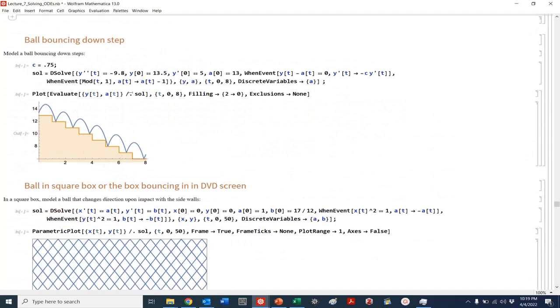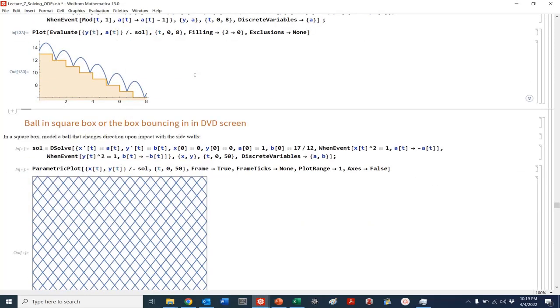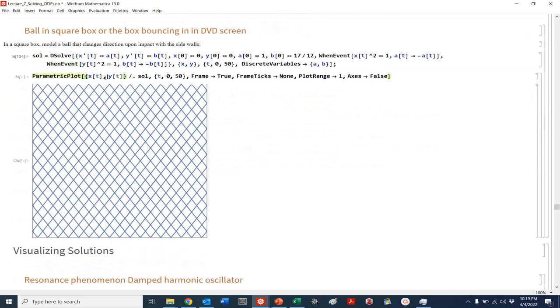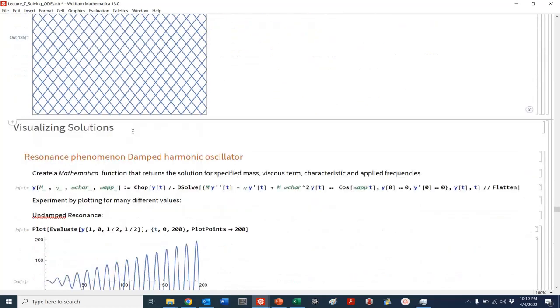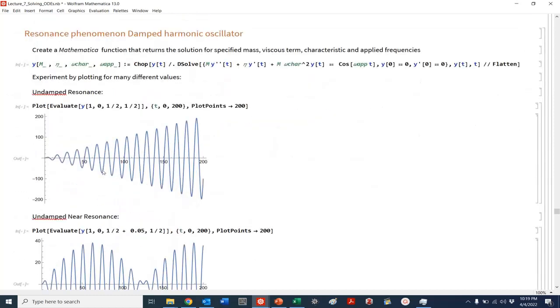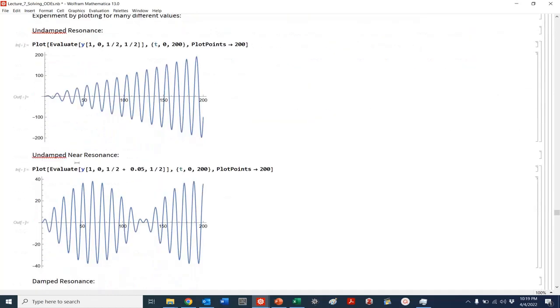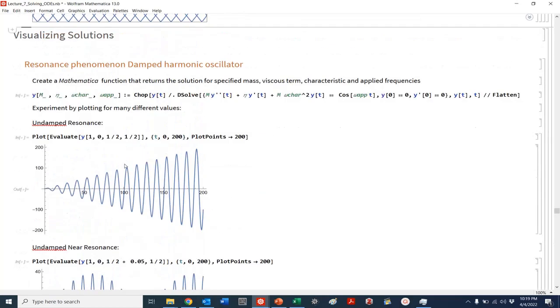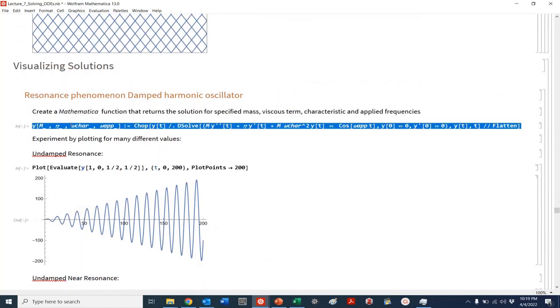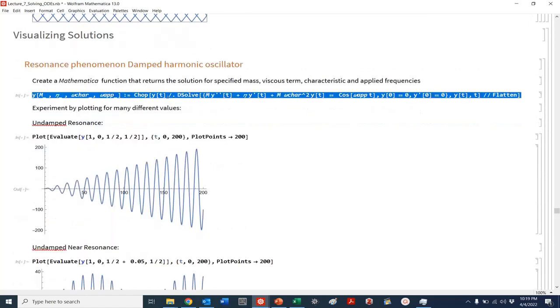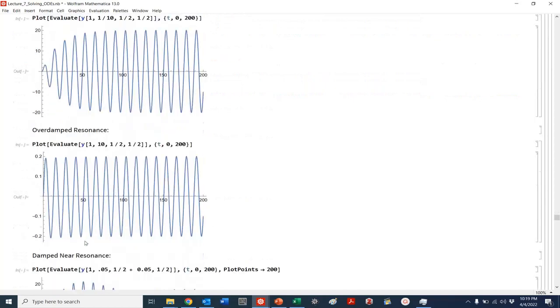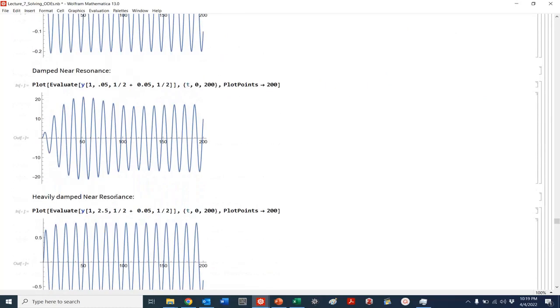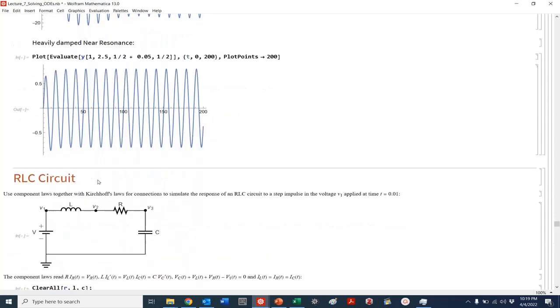Anyways, that's fun. You could also model a ball bouncing down steps. So again, there's lots of different equations of motion that you could look at. My favorite example is the DVD screen. And looking at these, you could look at resonance. So you could look at an undamped response, an underdamped near resonant type response, a damped response. So you could do lots of phenomena looking at harmonic oscillator type solutions. So you can look at damped, over-damped response, damped near resonance, heavily damped, and all of these good things.